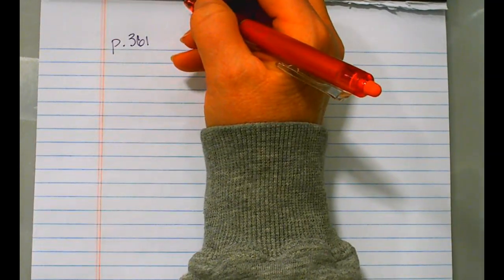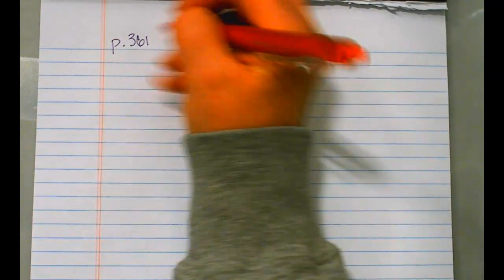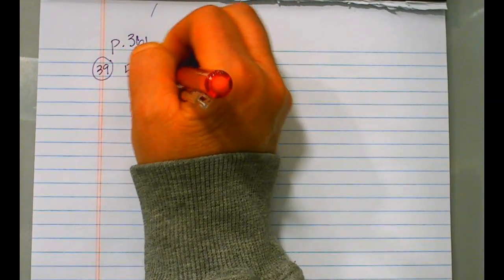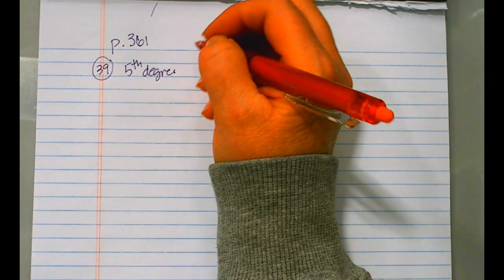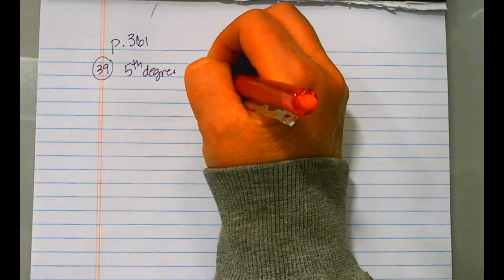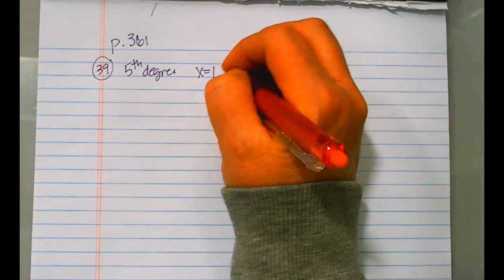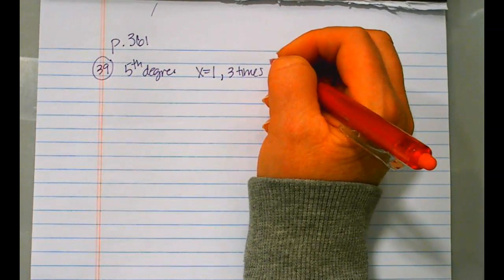361. Number 39. They told us this. So 39, they said, it's a fifth degree. It has 1 with a 0 multiplicity of 2. So x equals 1 is going to show up 3 times. That's what that meant.